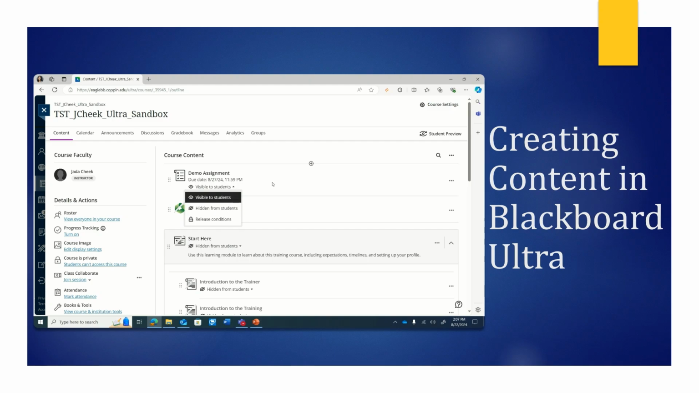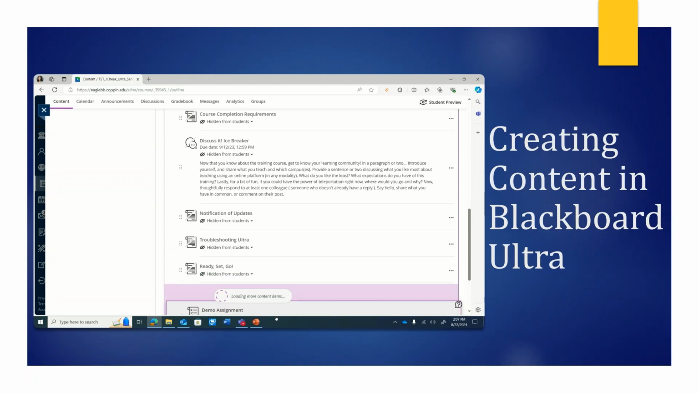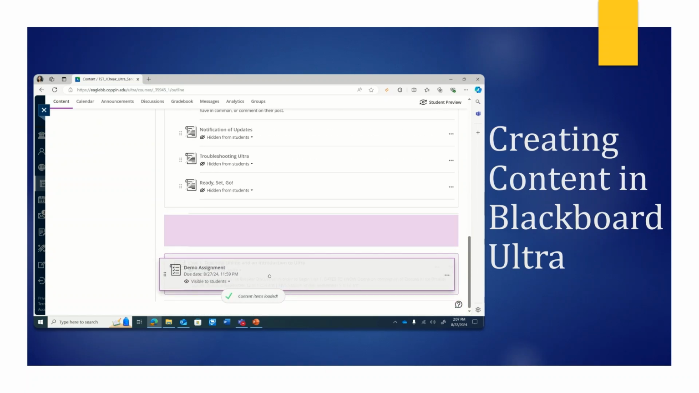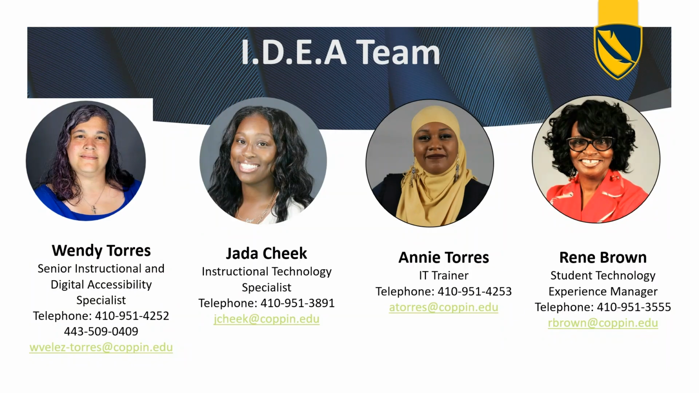And if you did not set those visibilities at the beginning when you created the assignment, you can do so here. If you know that you have placed your assignment in the wrong area and you need to move it, you will click and drag and it will highlight in purple and then it will begin to drop down and move.